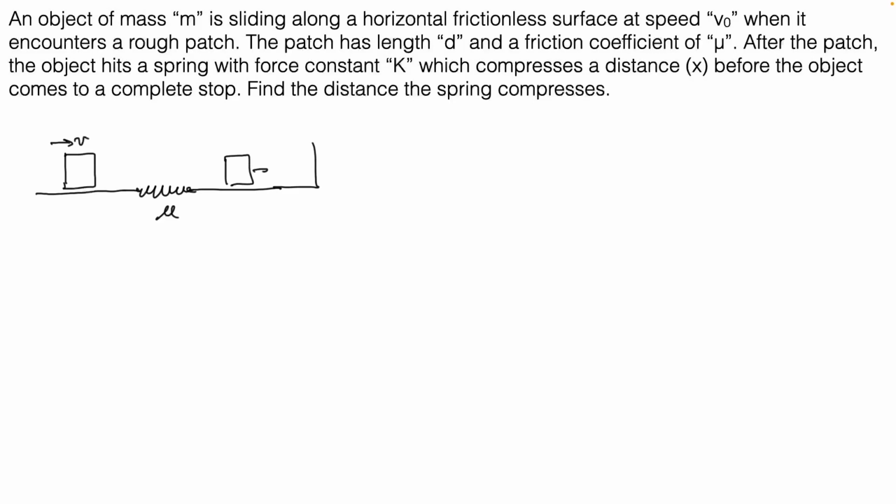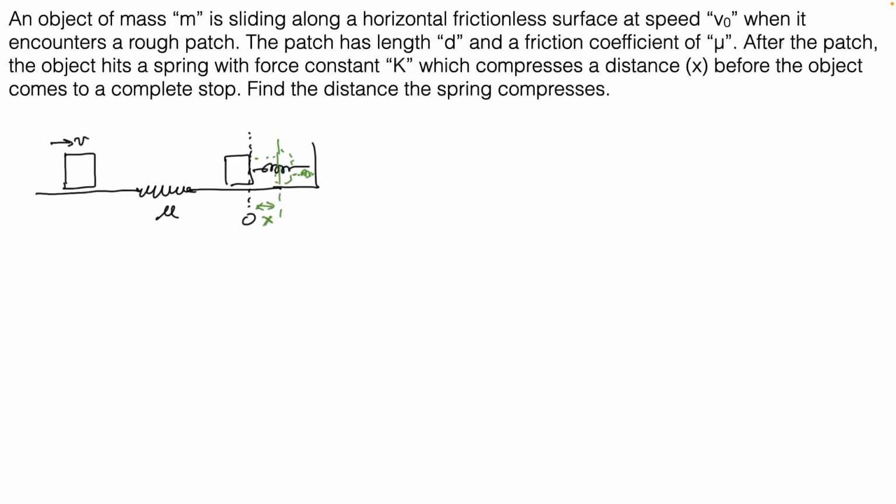After that, it runs into a spring and compresses that spring. So where do we put the 0 for a spring always? At its resting point, at its equilibrium position, the position the spring would have when nothing is touching it. So that'll be there, and then it'll compress. It's kind of hard to draw some of these things, but it'll compress some distance x.